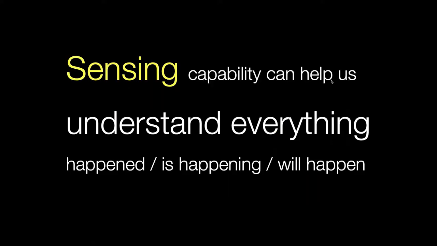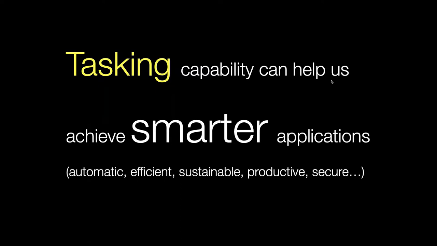For sensing, like the keynotes in the morning said, if we want to understand how everything works around our environment, we need to collect a lot of observations, especially from sensors. If we can merge them together, we can use AI or machine learning technology to build a model and even predict what will happen in the future. So sensing helps us understand what happened in the past, what is happening now, and predict the future. The tasking capability helps us build smarter applications, where smarter could mean more automatic, efficient, sustainable, productive or secure.